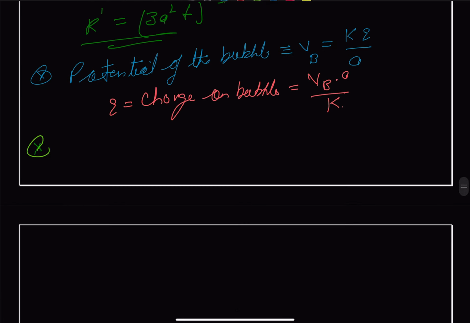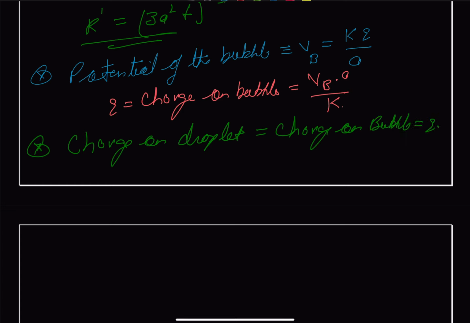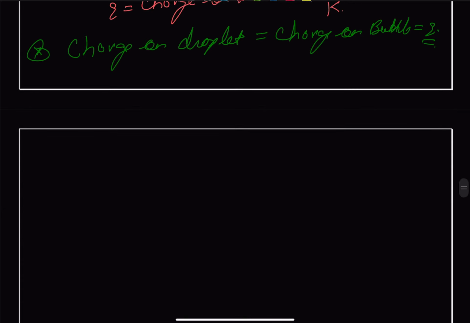The charge on the bubble as well as the droplet will be the same because of conservation. So we can say the charge on the droplet will be equal to the charge on the bubble, which is equal to Q. Now we can simply write the potential of the droplet, let us call that V prime, that will be equal to K times the charge Q divided by R prime.